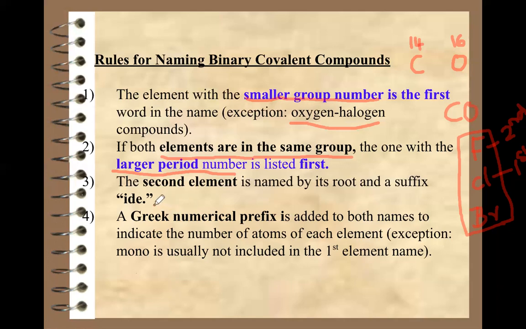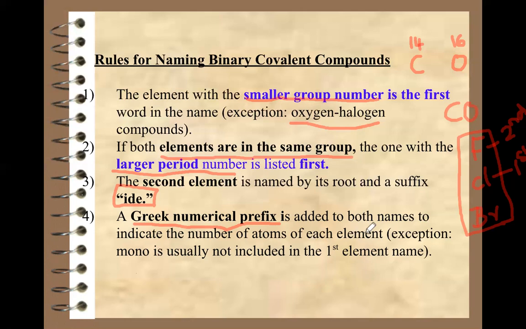And like the third point, like in ionic compounds, the second element ends with IDE, like fluoride, chloride, bromide, iodide, like that. Then the fourth point, this is completely different. A Greek numerical prefix you will be using for both first name and the last name. So Greek numerical prefix is added to both names to indicate how many atoms are there for each element. Okay, so what is Greek numerical prefix?